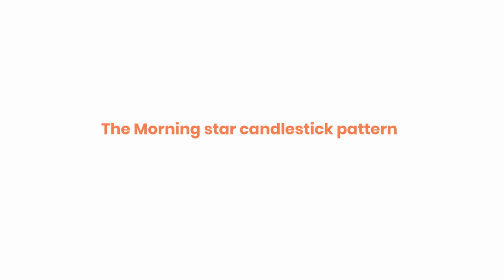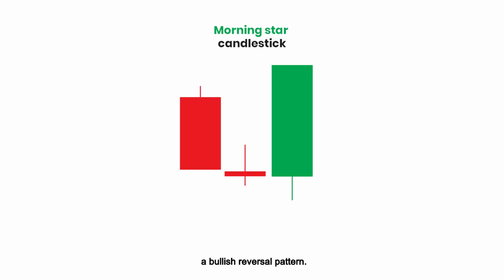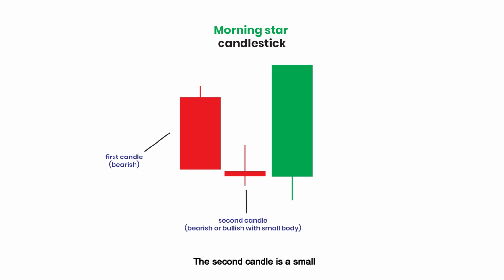Morning Star. The morning star is a bullish reversal pattern. However, it can be used to continue a trend. It consists of 3 candlesticks. The first candlestick is a bearish candle. The second candle is a small bearish or bullish candle, usually very close to the open of the candlestick, or sometimes an indecision candle. And the third candle is a bullish candle that gapped up on the open and closed above the midpoint of the body.